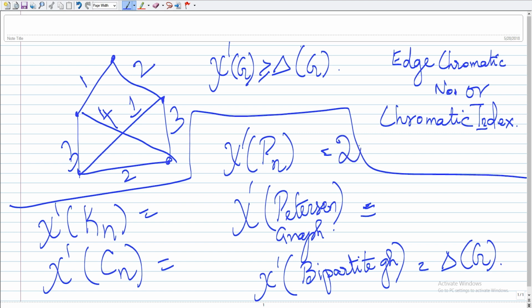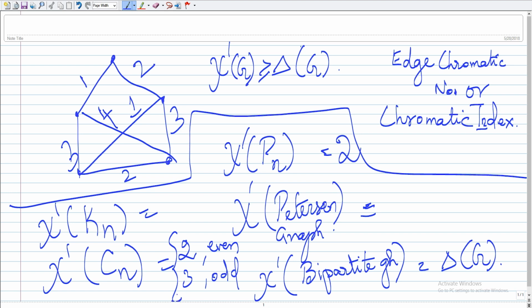What about C_n? Cycles. 2 or 3, same as before, right? It's either 2 or 3 depending on even or odd, right?